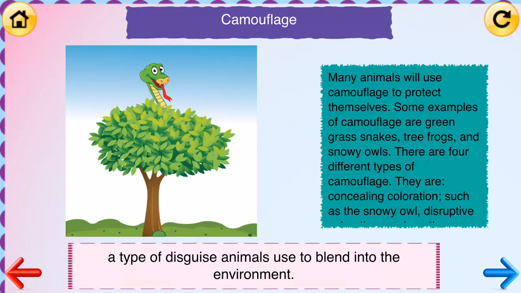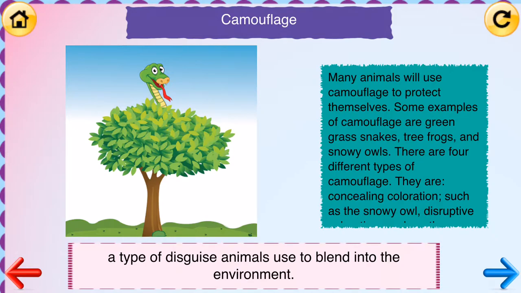Camouflage. A type of disguise animals use to blend into their environment. Many animals will use camouflage to protect themselves. Some examples of camouflage are green grass snakes, tree frogs, and snowy owls. There are four different types of camouflage.